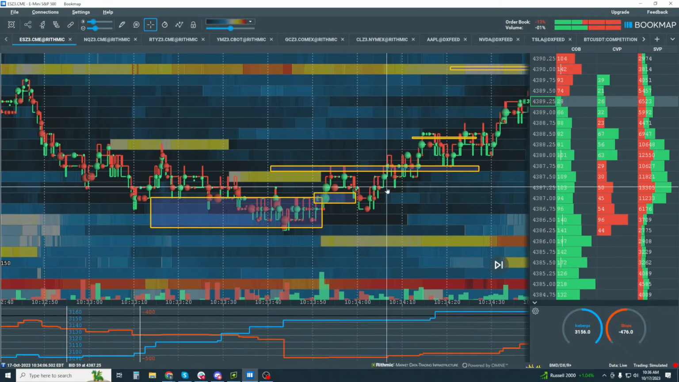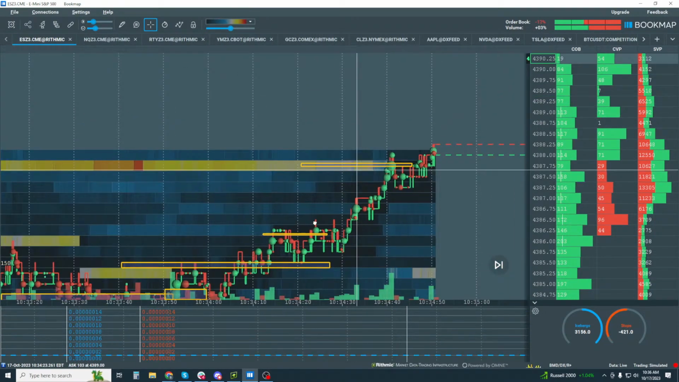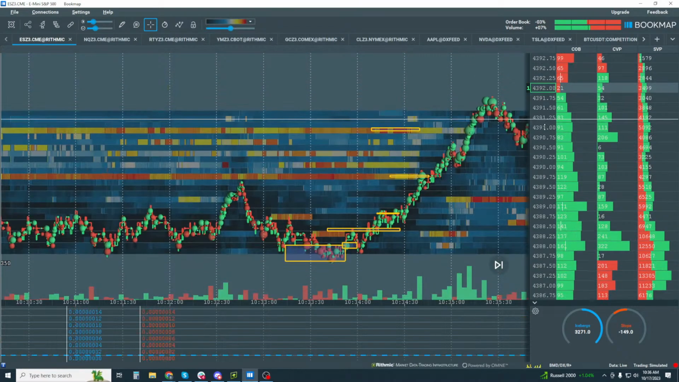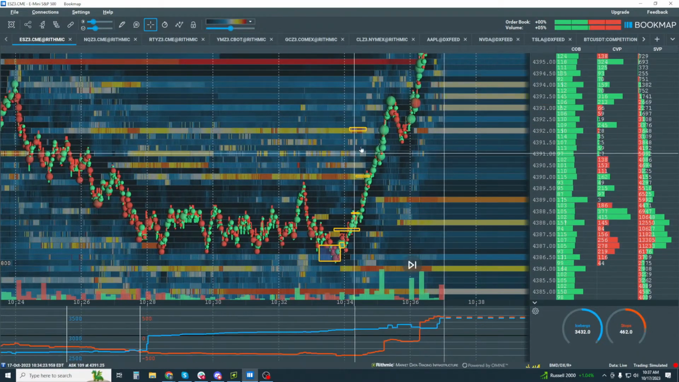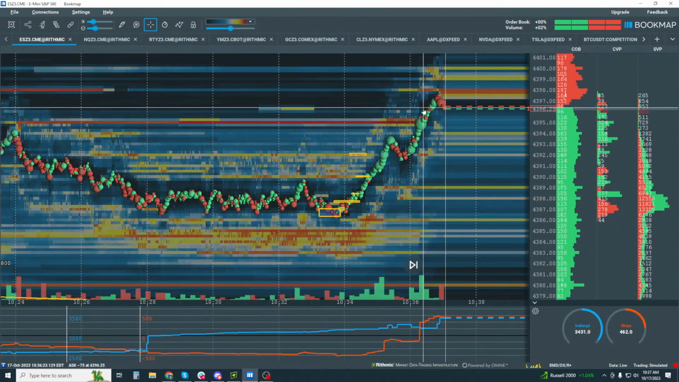order flow phenomena in here. This is what gives us insight to this move higher, right? So we're looking for 90, 92, and it's turned into a much bigger move here.